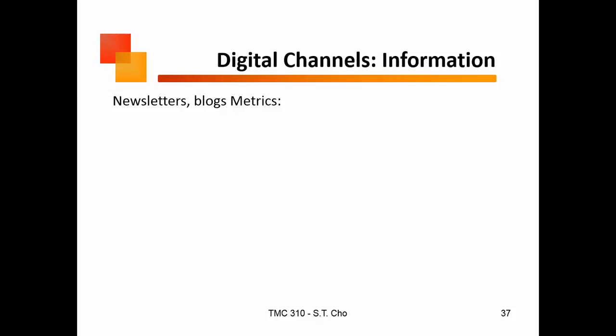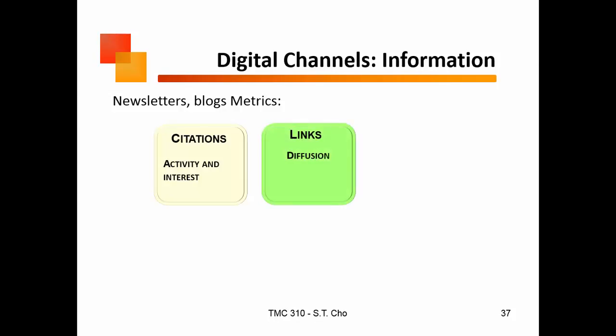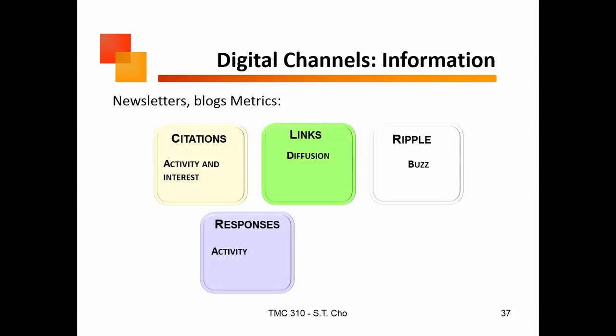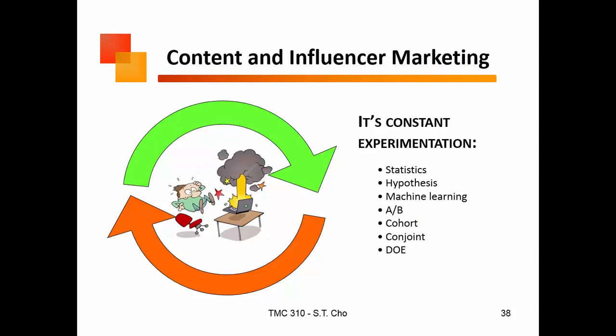In terms of digital channels, citations, basically people referencing me, links. Can I get buzz? And that's referred to as Ripple. The responses and ROI. These are the metrics that I look at in order to look at my newsletters or blogs. This is what I measure against.